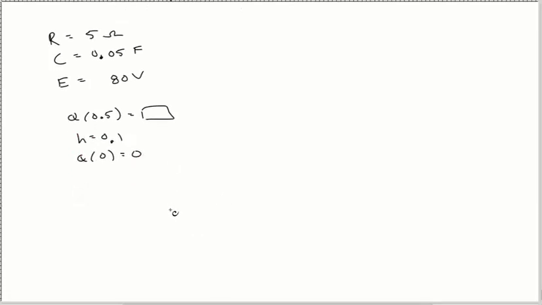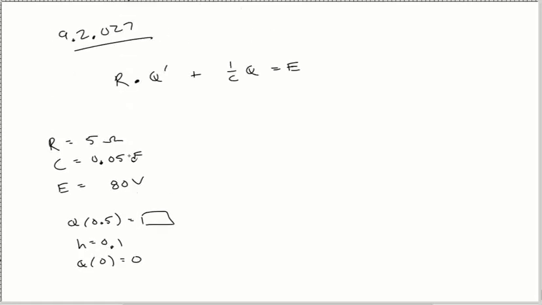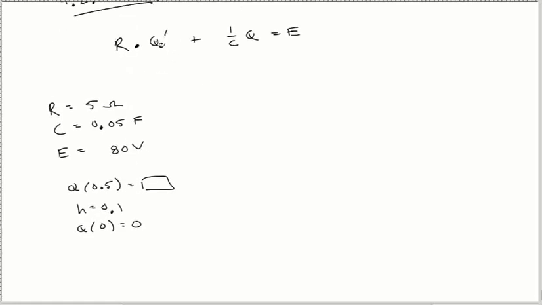The point of this problem is not to learn electrical circuits and stuff. I'm sure that's really neat. But my problem is that I have all this stuff here, but I don't have my formula exactly. I don't have a Q prime figured out. Well, my Q prime's here, but it's not exactly correct yet. It's not fully just Q prime equals. So I need to move this over and divide by my R to find Q prime. So E minus 1 over C Q, all divided by R.